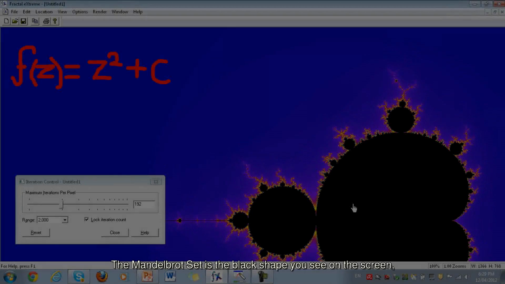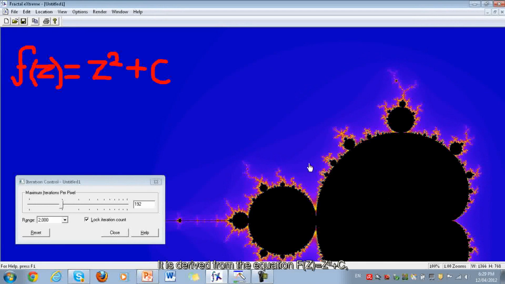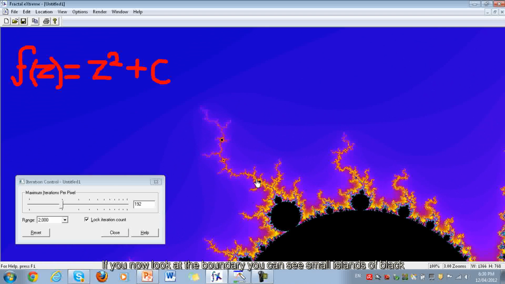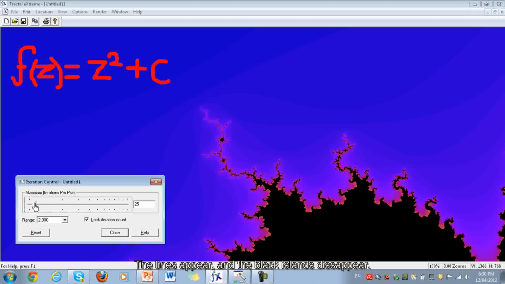The Mandelbrot set is the black shape you see on the screen. It is derived from the equation f(z) = z² + c, where z and c are complex numbers. All the points inside stay bounded and are part of the set. All points outside escape to infinity, with varying degrees of speed, and are not part of the set. If you now look at the boundary, you can see small islands of black. The question is now, are they connected to the big set? If you zoom in, you can't see lines connecting the islands, so you may conclude this isn't true. But if you turn down the iteration control, the lines appear and the black islands disappear.